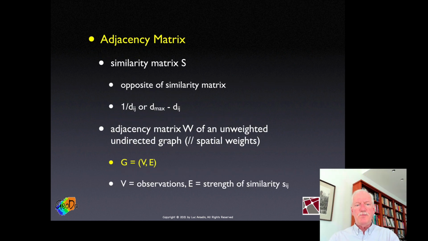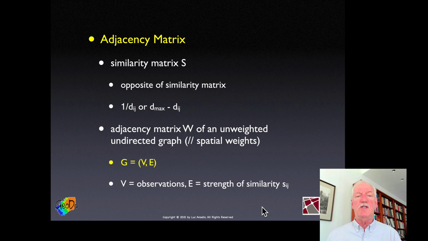So, some new terminology. Rather than a dissimilarity matrix, spectral clustering uses a similarity matrix. Now, the one is very easy to turn into the other. For example, if we have a distance matrix, we can simply take 1 over distance, or we can take the maximum distance minus the distance. And the similarity matrix is used as the basis for constructing what is called an adjacency matrix.